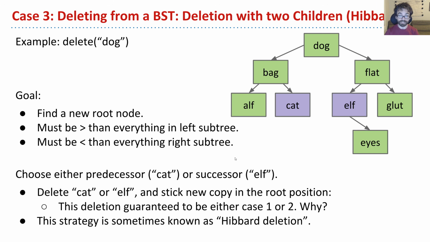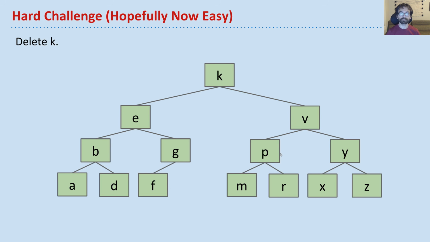The short version is, if I want to delete an item with two children, I pick either the predecessor or the successor, I delete it, and I know that it's safe because it only has 0 or 1 children, and that's very simple to deal with. And then I replace the root node with whatever we just deleted from down below. This strategy is sometimes known as Hibbard deletion. I think it's the nicest way to delete from a binary search tree, but there are many other algorithms you can try.